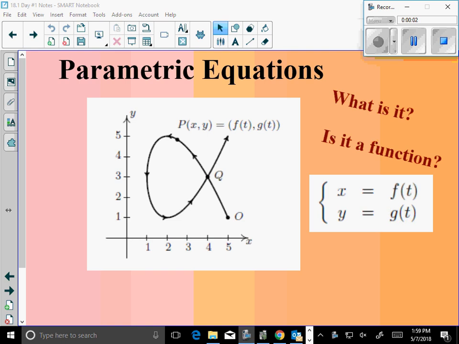All right, here we are, 18.1, day number 1 on parametric equations. Okay, so do parametric equations exist? Yes, everywhere, all the time. Actually, parametric equations are more applicable than your Cartesian equations. What is a Cartesian equation? It is in terms of only x and y.